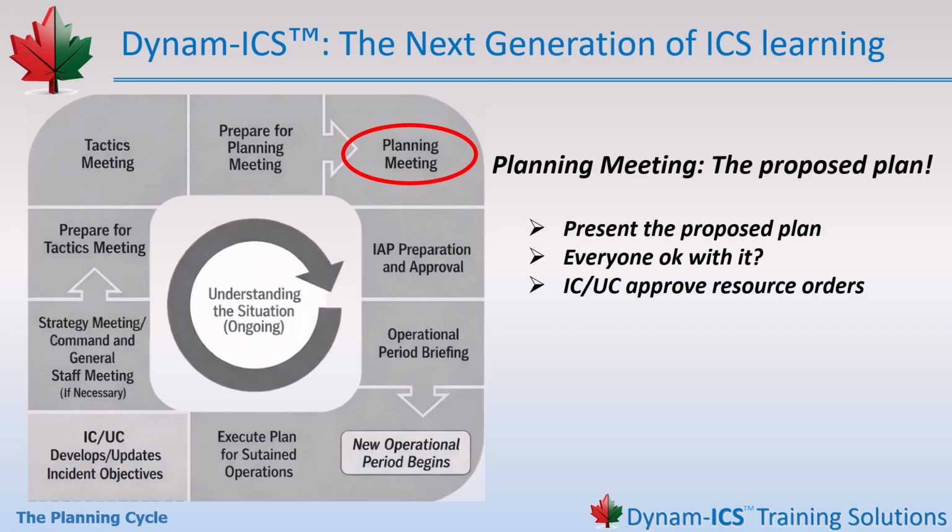The planning section chief runs the meeting. Each section speaks their portion. Questions are addressed. Concerns are resolved. Once there is agreement, the planning chief looks for confirmation that the plan is accepted. The incident commander can then approve any outstanding resource orders. Following the meeting, planning finalizes the document, prepares the clean version, and presents it to the IC for review and formal sign-off. And with that, the IAP is ready to be briefed for the upcoming operational period.